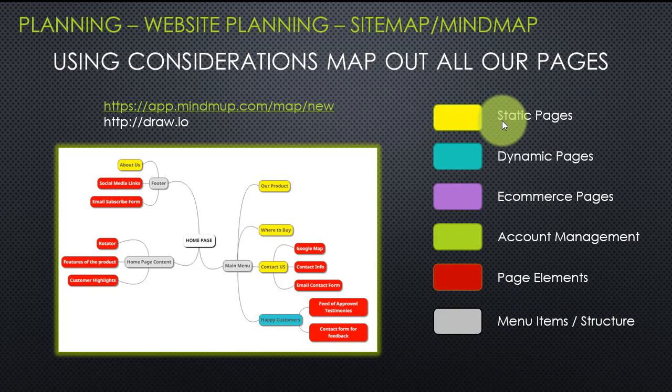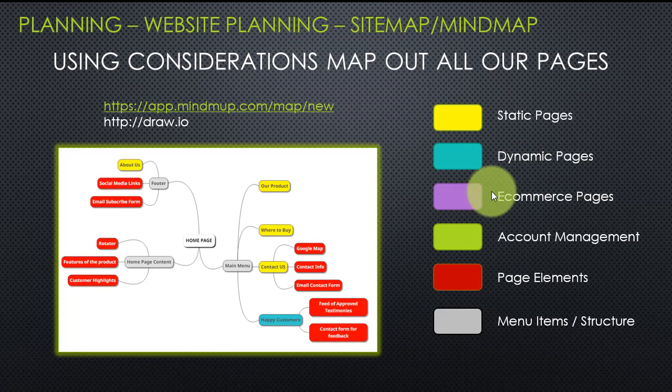So first, yellow is a static page. Again, that's a page that doesn't really change too much. You're just going to build it and it's going to pretty much stay the same. The next is a dynamic page. These are things where dynamic elements come in from the back end of your website. So in this case down here, happy customers, we're going to have a testimonial feed that would come in. So any sort of dynamic things, blogs are an example of a dynamic page.